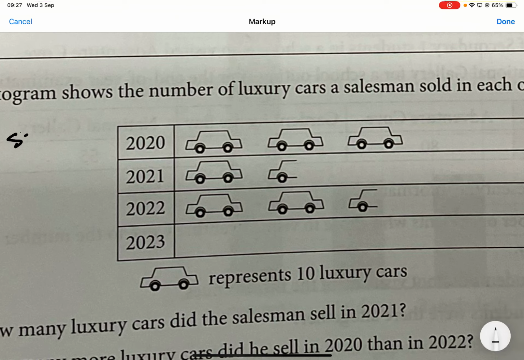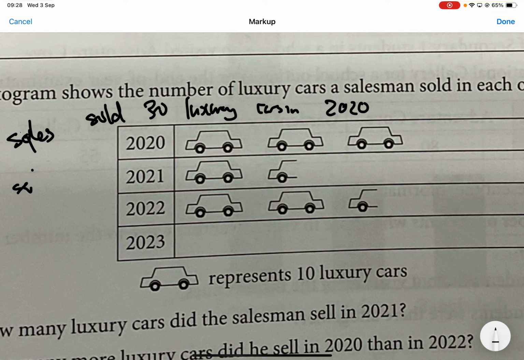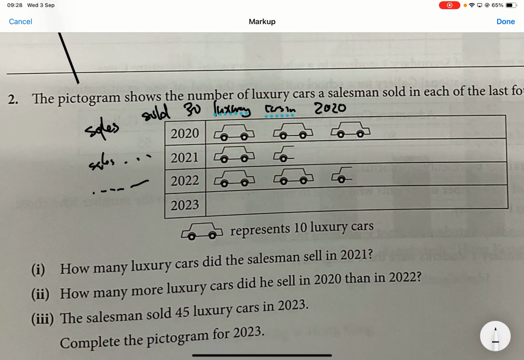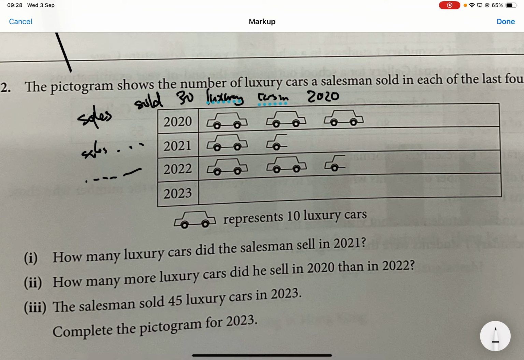What they are saying is that the salesman sold 1, 2, 3, 30 luxury cars in 2020. Then the salesman sold 15 luxury cars in 2021. The salesman sold how many in 2022. So actually a pictogram is to represent all these words that I write down. But instead of writing so many words, it is easier sometimes when we want to present data, we use all these pictograms, line graphs, pie charts, all this.